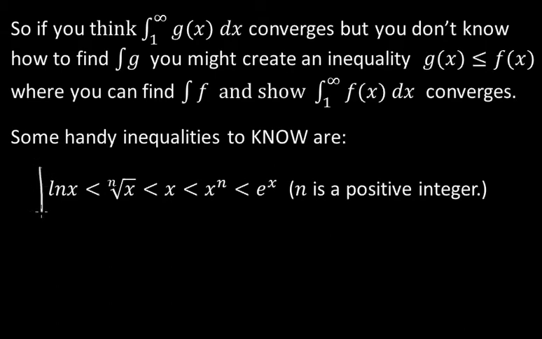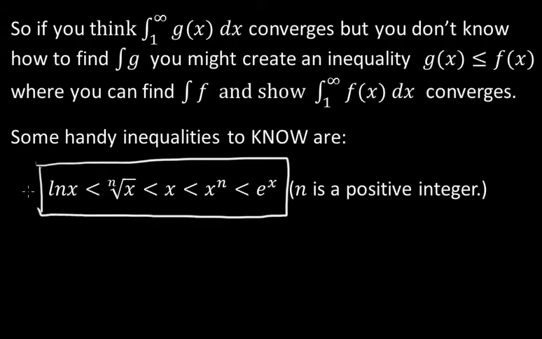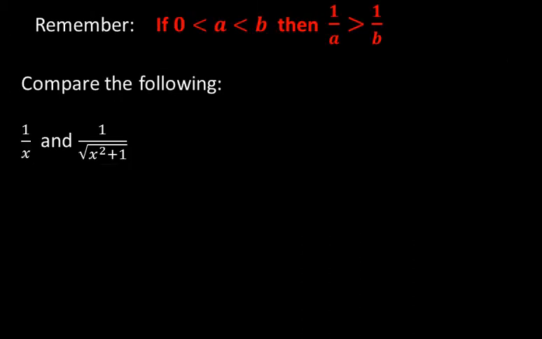Now these limits, this set of inequalities here, I think we talked about those in our section on limits, and you should know these. These are so handy. The natural log of x grows slower than nth roots. In fact, these right here are just powers of x. Natural log x grows slower than positive powers of x, and powers of x grow slower than exponential functions. So keep those inequalities in mind.